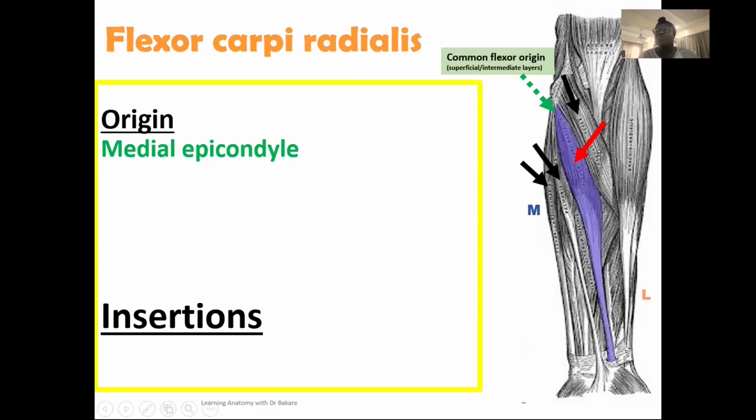So all these four muscles form the structural component of the superficial layer of muscles in the anterior compartment of the forearm. All these four muscles have a common site of origin, which is the medial epicondyle.